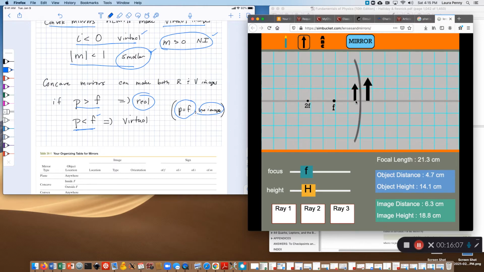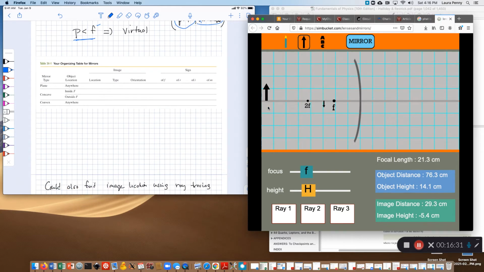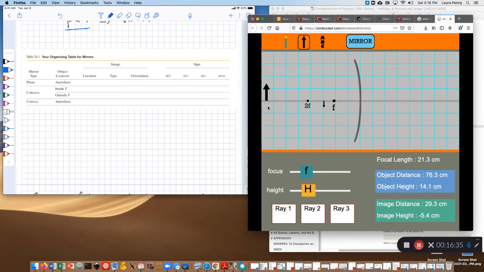So this has three different things. It can make a virtual image if your P is inside of F. It doesn't make anything if it's at F. It makes a large real image when you're between F and 2F, and it makes a smaller real image when your P is greater than 2F. And we can try to summarize these all up in this table, and then I'll move on in the next video and talk about some other stuff.